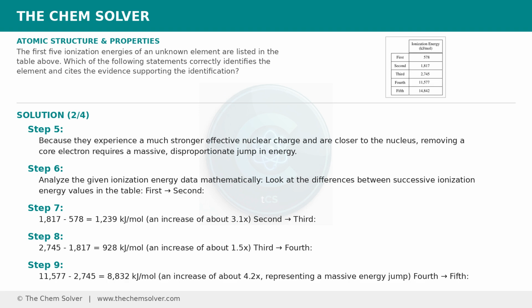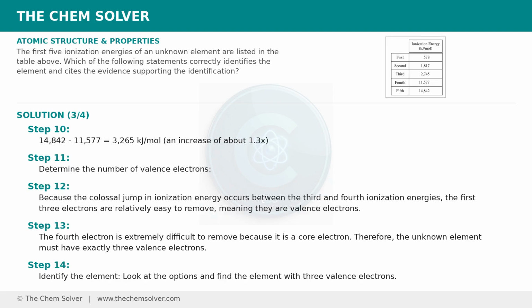Third gives fourth: 11,577 minus 2,745 is equal to 8,832 kilojoules per mole, an increase of about 4.2x, representing a massive energy jump. Fourth gives fifth: 14,842 minus 11,577 is equal to 3,265 kilojoules per mole, an increase of about 1.3x.